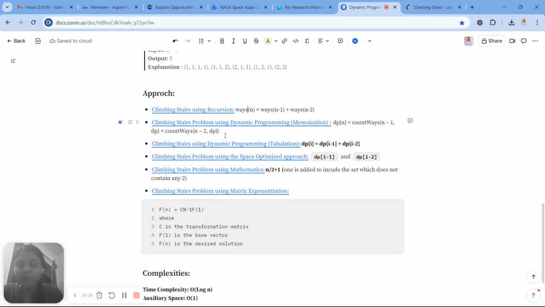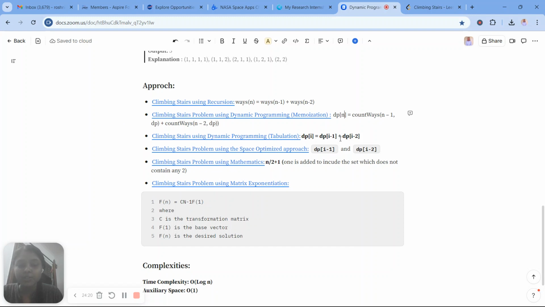And using dynamic programming there will be two approaches. One is the memoization technique, another is tabulation. The memoization technique basically counts the number of ways, that is n minus 1, and then you add the other one, that is n minus 2. So counting the number of ways is what we do in memoization. Tabulation is using the ith index form, that is dp[i] equals dp[i minus 1] plus dp[i minus 2].